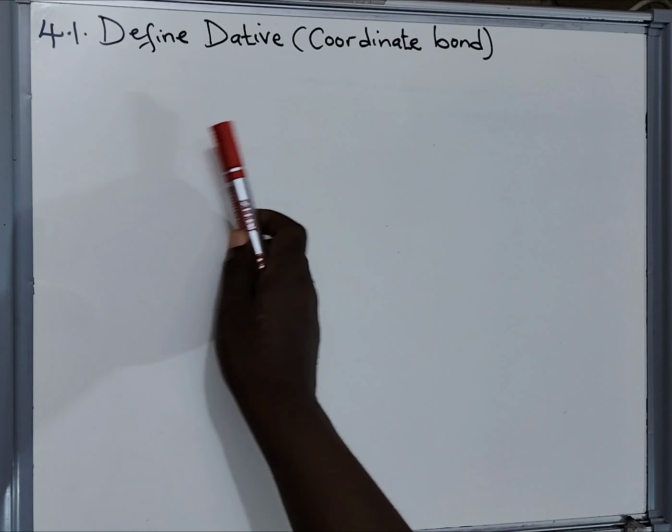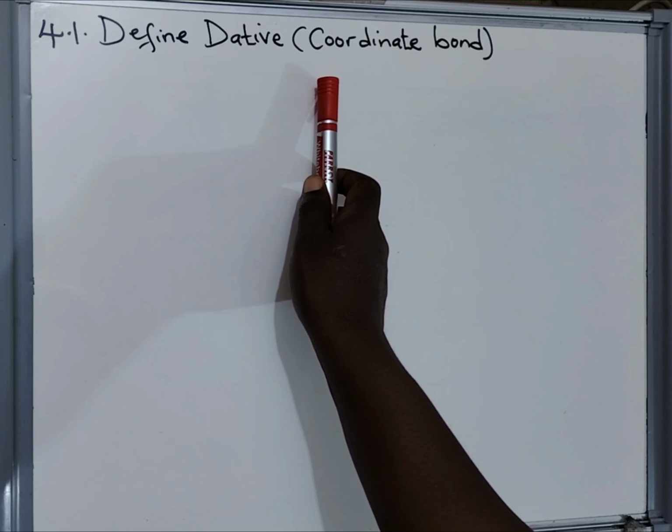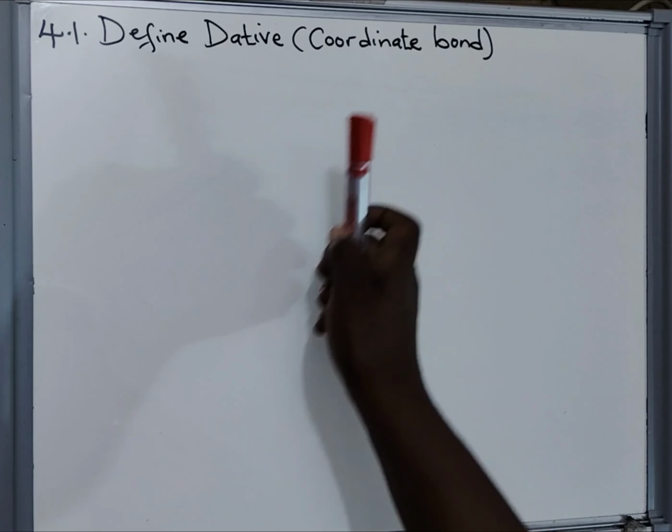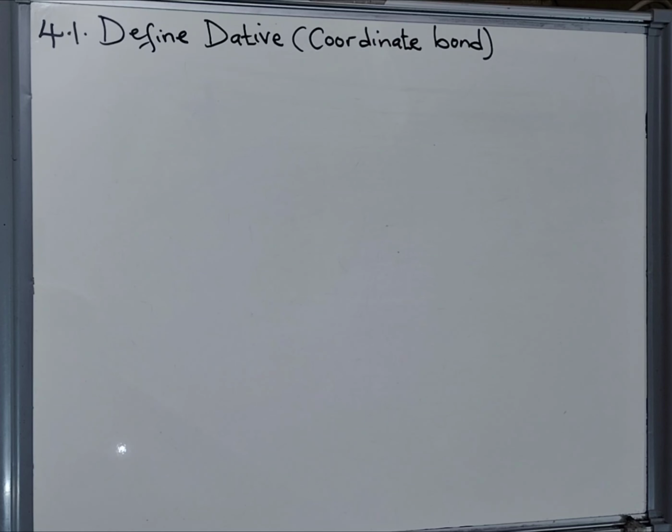The question comes: define dative or coordinate bond. What is it? Okay, this is the type of covalent bond in which both shared electrons are contributed by one atom, the donor.